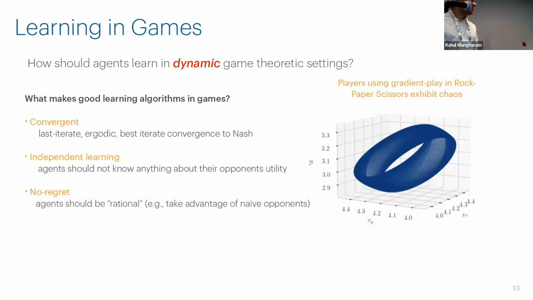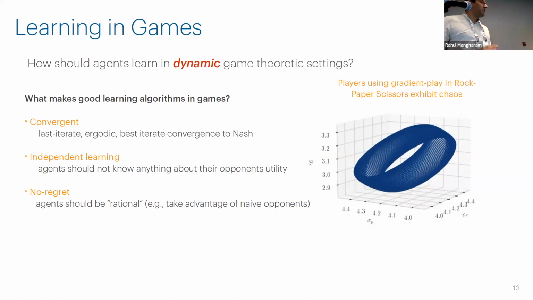So this makes me think about what makes good learning algorithms for game-theoretic settings. What if we could write down a checklist of the things that we want out of our learning algorithms? The first is that we'd like our algorithms to be convergent. We'd like them to converge in their last iterates or best iterates to some kind of equilibrium. The most common one is the Nash equilibrium.